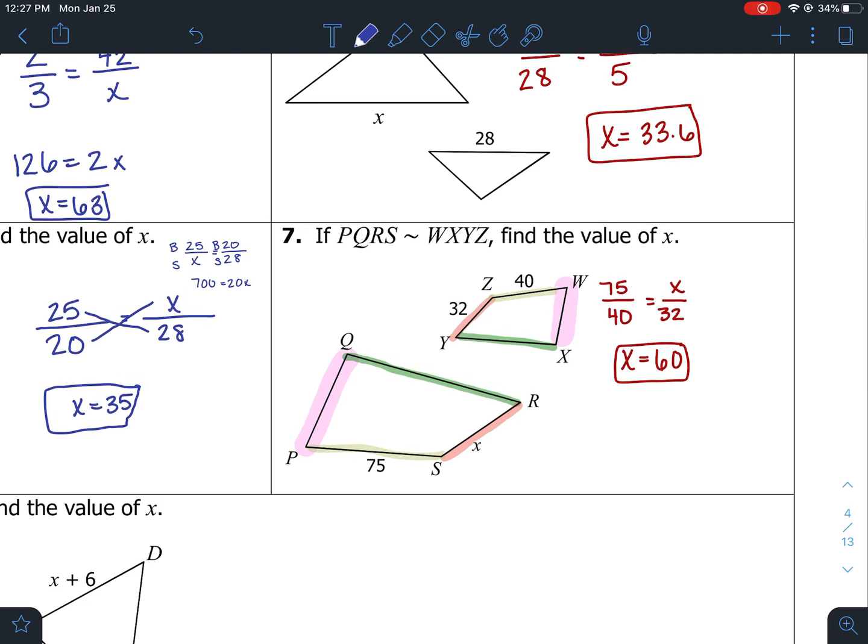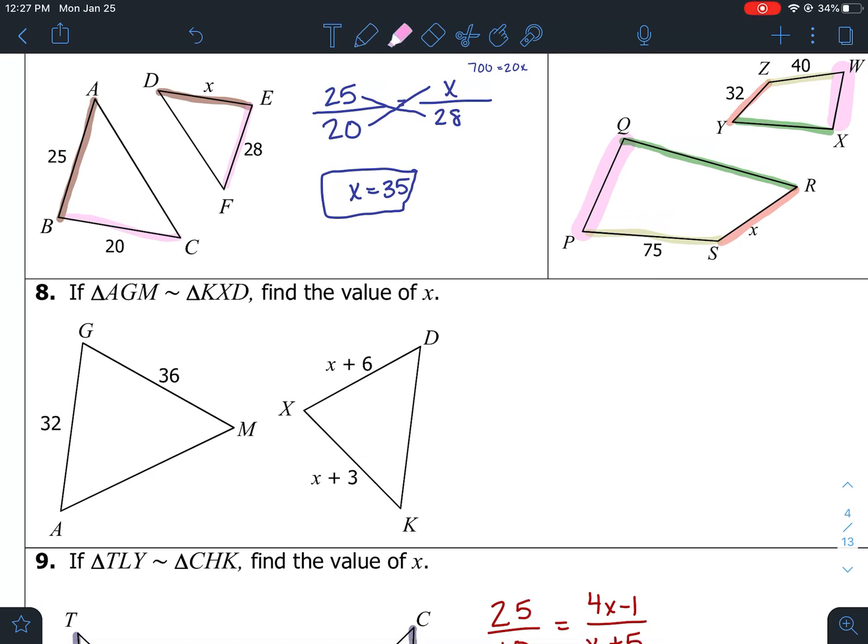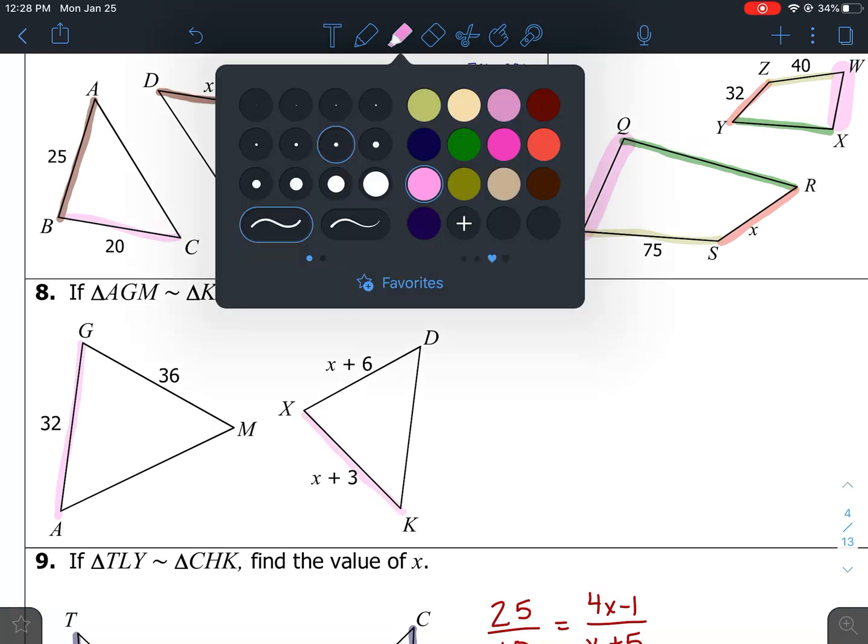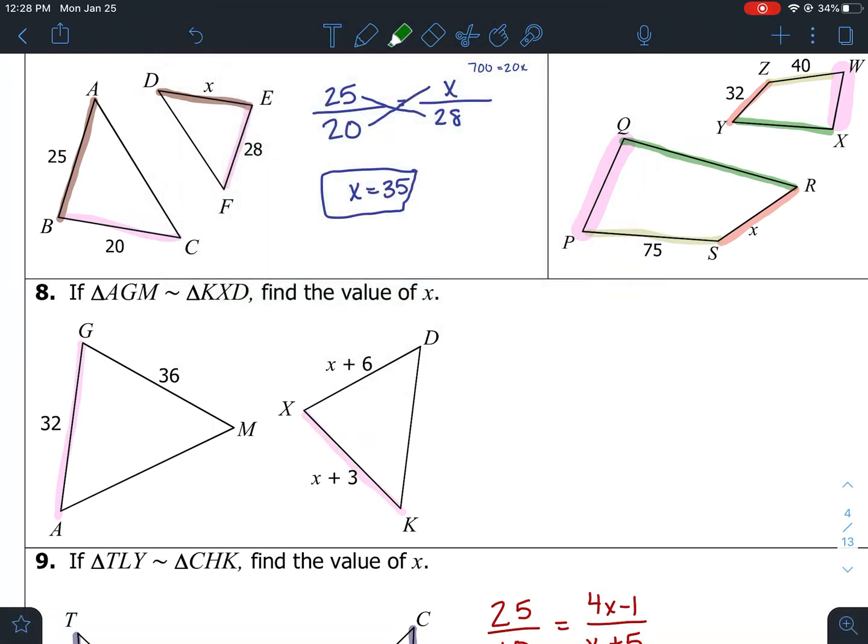Here's 7. If you'd like to take a moment to copy that one down. All right, so now we're going to try the same thing with number 8. Again, I'm going to color coordinate so I know what I'm talking about here. So let's do AG, those are the first two letters, in pink. KX in pink. And then let's do green. GM, the last two letters in green, which would be XD in green. So again, you could do pink over pink equals green over green, or you can do big over small equals big over small. I'm going to do big over small.